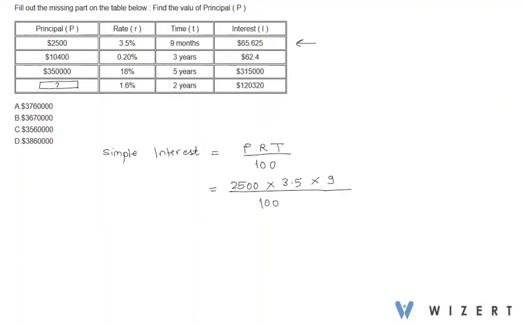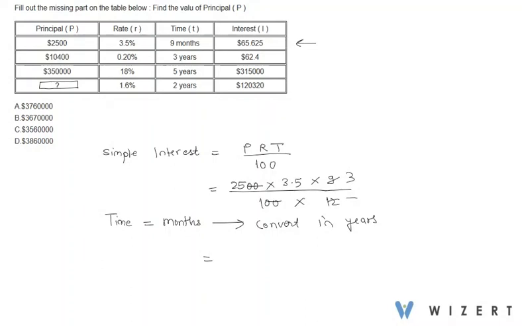That means 9 divided by 12, that is years. 9 by 12 years, right? Whenever time is given in months, we have to convert it. Months, weeks, days, anything, we have to convert it to years. So let's see. 0, 0, these will cancel out.